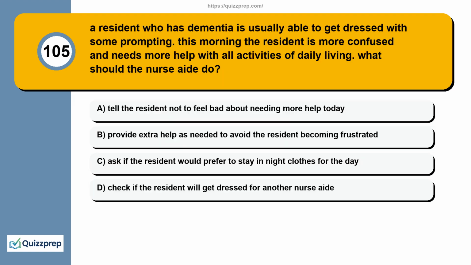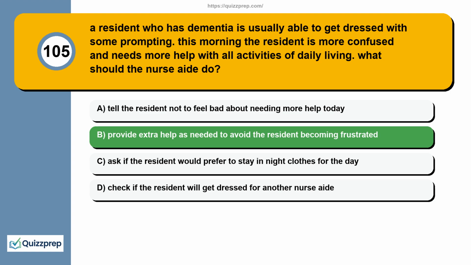Question 105. A resident who has dementia is usually able to get dressed with some prompting. This morning the resident is more confused and needs more help with all activities of daily living. What should the nurse aide do? Option A, tell the resident not to feel bad about needing more help today. Option B, provide extra help as needed to avoid the resident becoming frustrated. Option C, ask if the resident would prefer to stay in night clothes for the day. Option D, check if the resident will get dressed for another nurse aide. The correct answer is option B, provide extra help as needed to avoid the resident becoming frustrated.